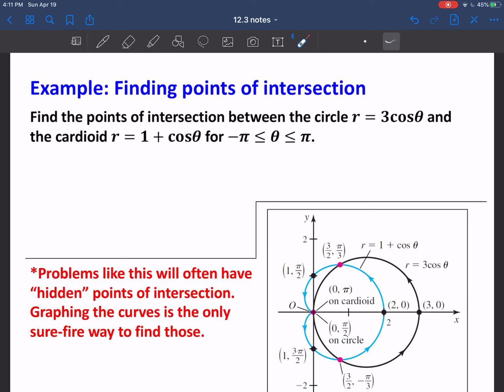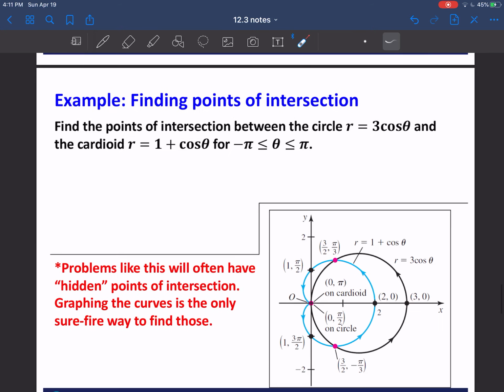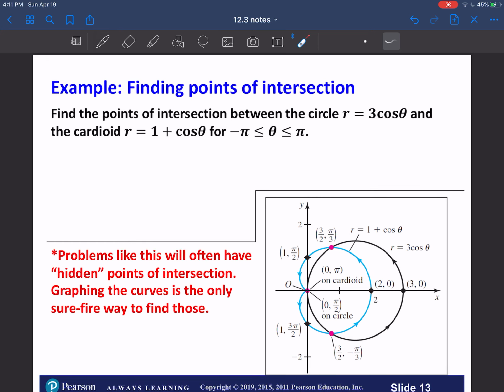One thing that we can also do is we can try to find the points of intersection for a polar region. So we are going to find the points of intersection between the circle given by r equals 3 cosine theta and the cardioid 1 plus cosine theta for values of theta between negative pi and positive pi. So in general, the way that we do that is, as you might expect, we're going to equate the r's.